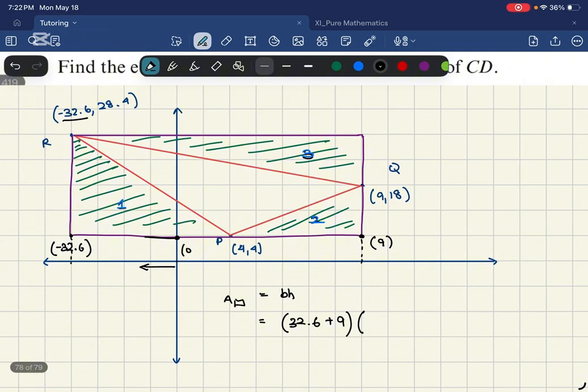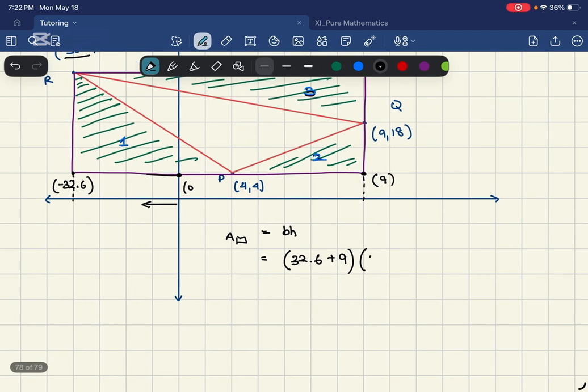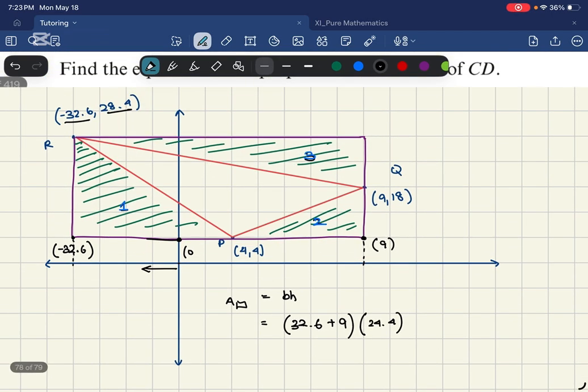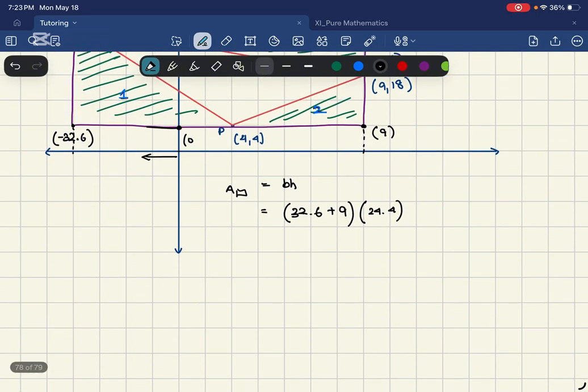I go to 18. So I start from 4 and then I go up to 28.4. So I actually go up 24.4 units. Think about it. 4 to 28.4, that is just going to be a simple subtraction to find out the height. Right? 28.4 minus 4 is 24.4.